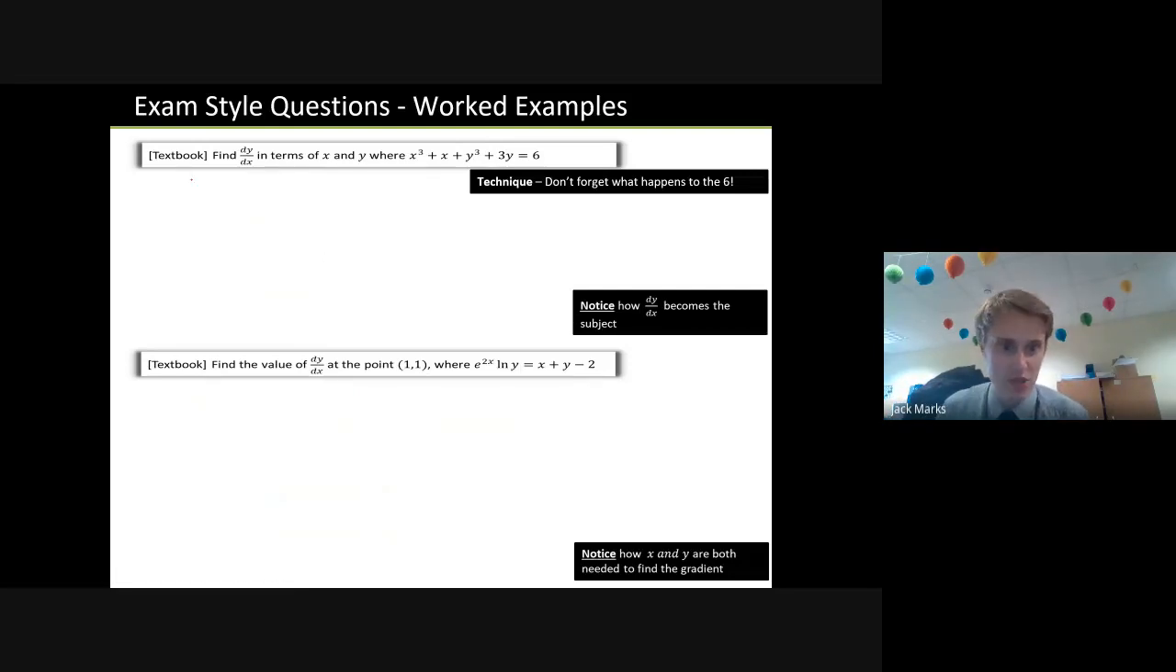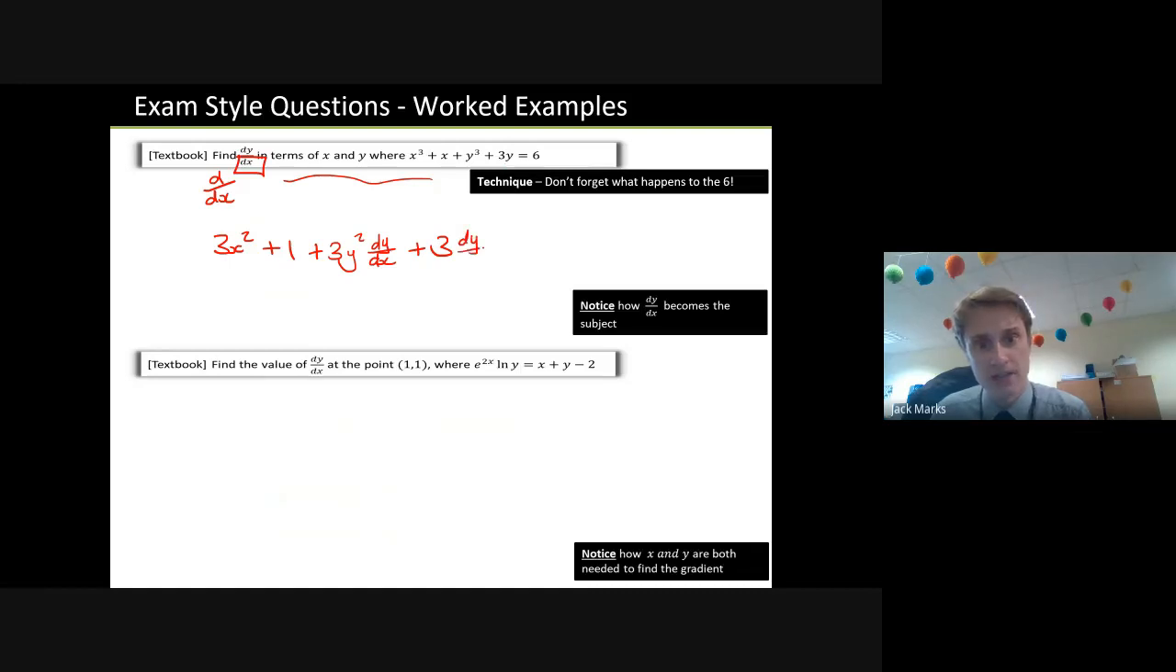Let's do some exam questions. This is a pretty accurate example, I would say. Find dy/dx. Well, that's telling you that you need to differentiate with respect to x. So x cubed will become 3x squared. x will become 1. So there's some easy differentiation in there thrown in amongst the harder stuff. y cubed, you want to say 3y squared. That's fine, but you need the dy/dx because this is implicit differentiation. And 3y becomes 3, but another dy/dx. Do not forget the 6 becomes a 0.